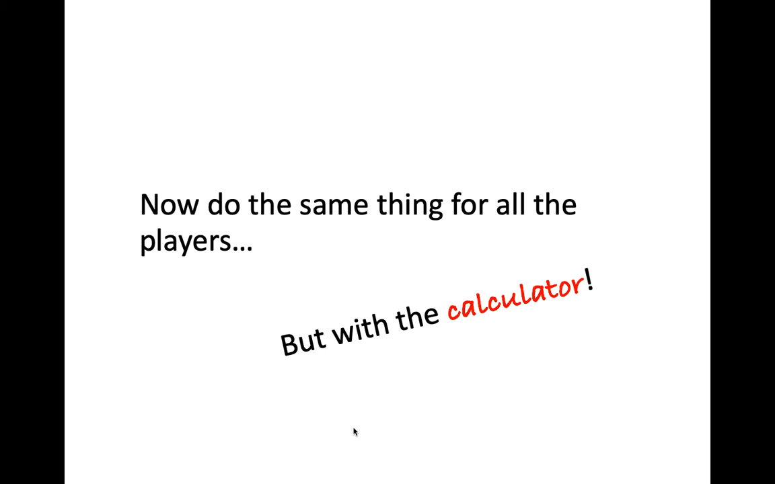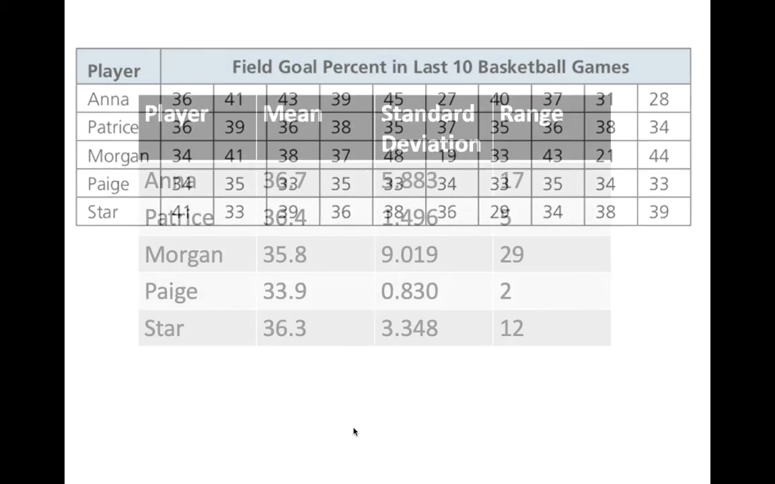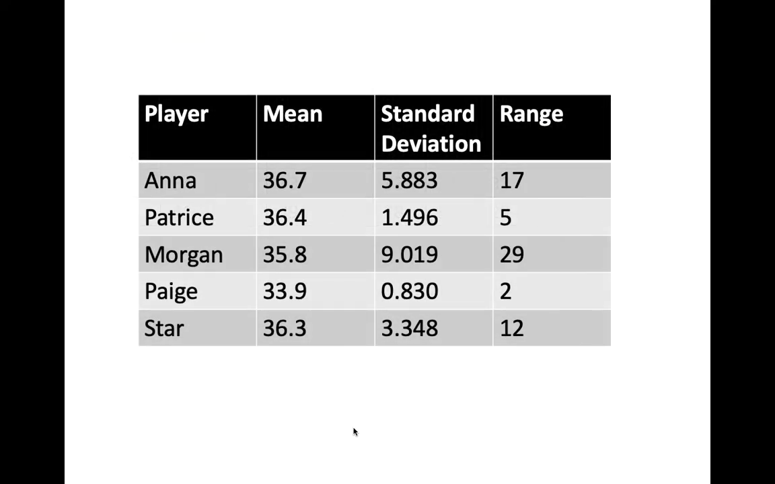And then we'll carry on with this one, assuming that you know how to find it with the calculator. So the next step I'd asked you to do was to take all of these data values and find the range, the standard deviation, and the mean for each one of the 5 players. And when you do, you find the following values.